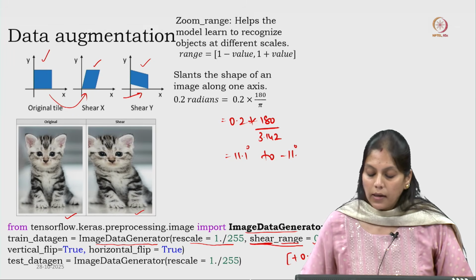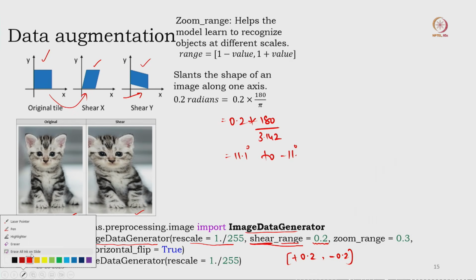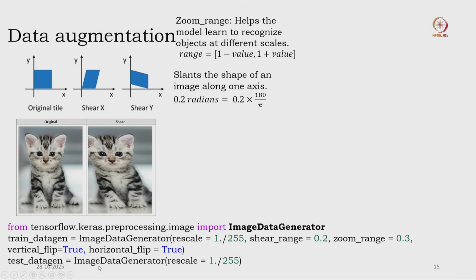The second is zoom range. Let me clear it so that you will have a clear understanding. Now, what we are discussing is zoom range. The value that we have fixed here is 0.3. Mathematically, a range always has two numbers. What are the two values here? Mathematically, it is 1 minus 0.3 and the second is 1 plus 0.3.